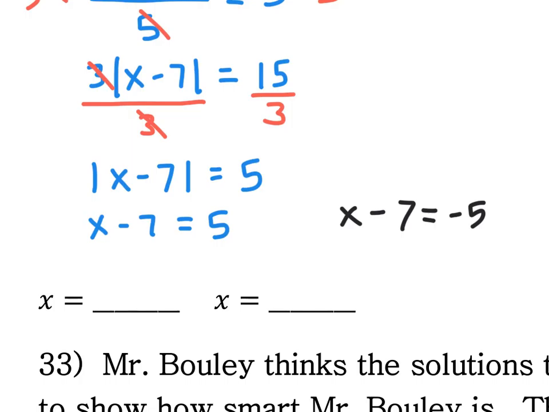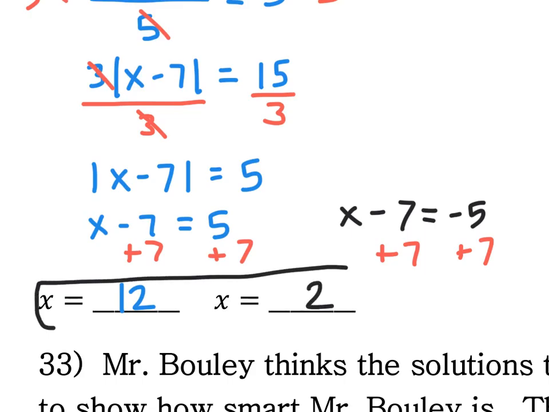And then it's one more step for each of them. Add 7 to both sides. x equals 12. Add 7 to both sides. x equals positive 2. And those are your two answers down there.